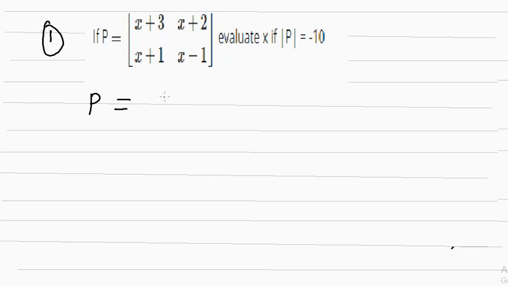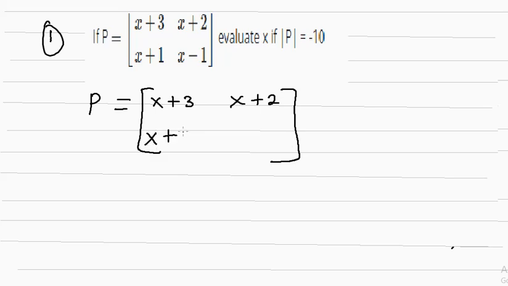Here I have a matrix again, a 2 by 2 matrix: x plus 3, x plus 2, x plus 1, then of course x minus 2. This is the matrix. We are told that the determinant of this matrix, P, is equal to minus 10. So we have to find the value of x.